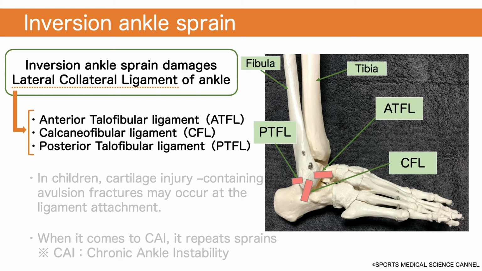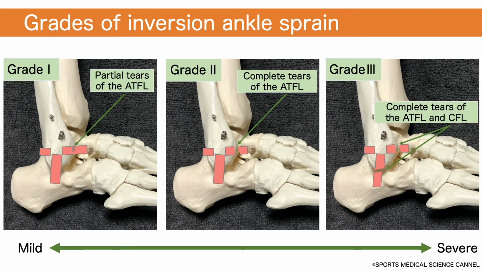The severity of the inversion ankle sprain is divided into 1 to 3 grades. The photo on the far left of the slide is grade 1 with the most minor injuries. Conversely, the photo on the far right of the slide is grade 3, most seriously injured. The photo on the far left. In general, grade 1 is a state in which only partial tears of the ATFL occurs. Next, the photo in the middle. Grade 2 is a state in which complete tears of the ATFL occurs.